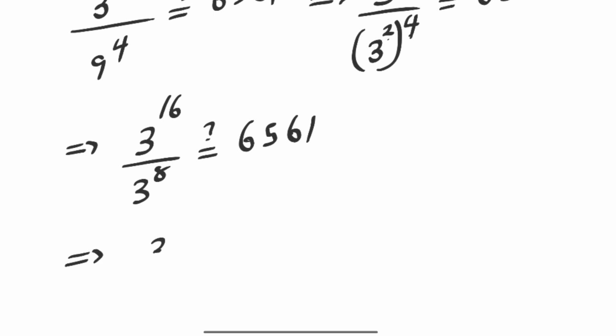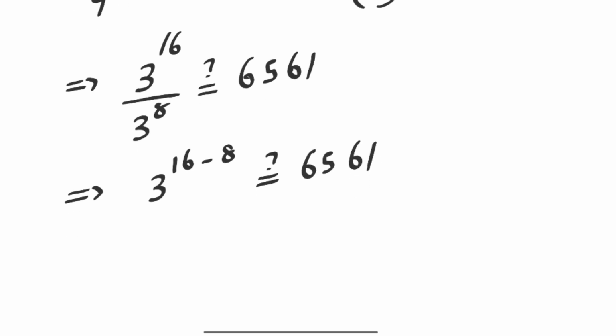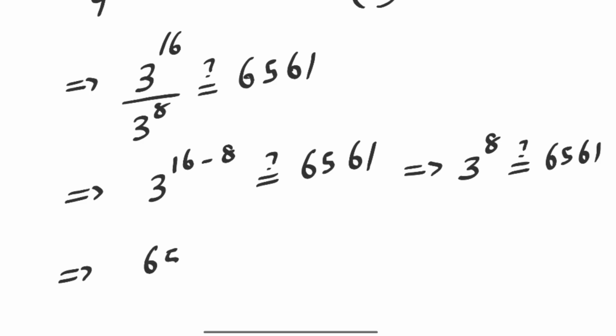Then here we have 3 raised to power 16 minus 8 must be equal to 6561. This is the same thing as 3 raised to power 16 minus 8, that is 8, must be equal to 6561. And of course, 3 raised to power 8, this is 6561, is equal to 6561, which is true.